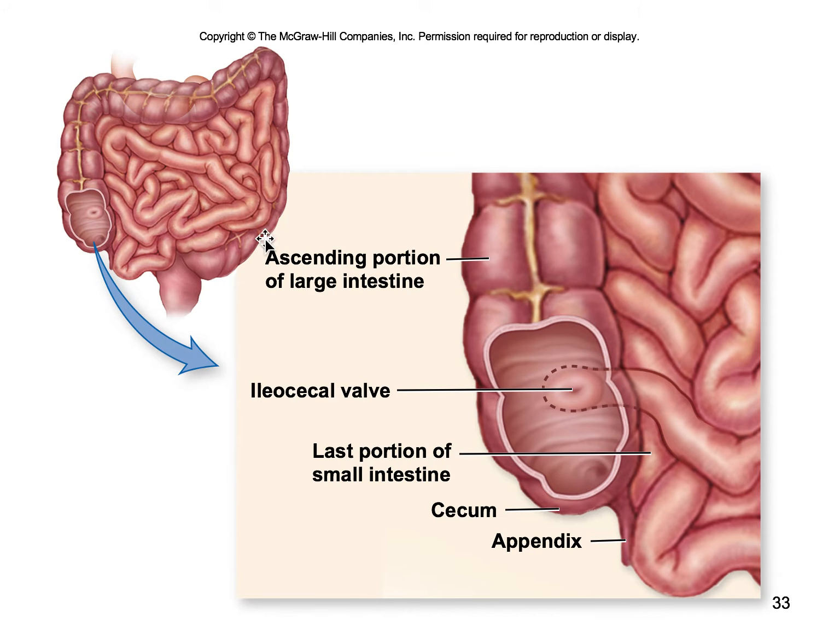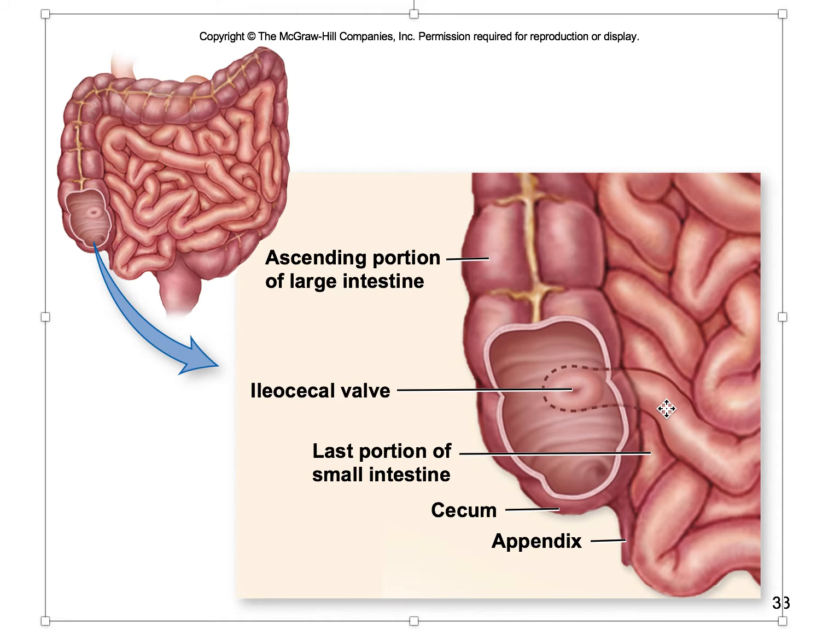Here's a picture of the small intestine down here in the center, and then the large intestine being this large tube that goes up, over, down, and eventually reaches the butt. The first region of the large intestine is called the cecum. The cecum is the large opening chamber of the large intestine. And the last region of the small intestine is called the ileum. So the region where the ileum connects to the cecum is known as the ileocecal valve.